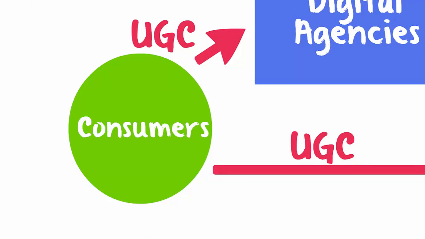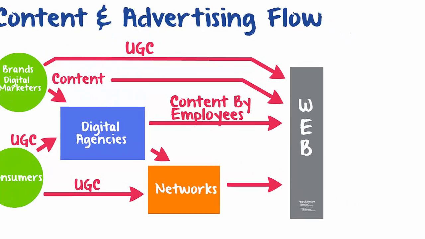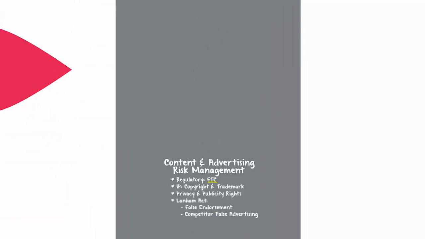And content does originate in some cases from consumers. We call that type of content user-generated content, or UGC. So that in many cases is used in social media posts. And so you see how all of this flows from left to right to the World Wide Web. So this is really a broad brush view of the landscape that we're going to be talking about.